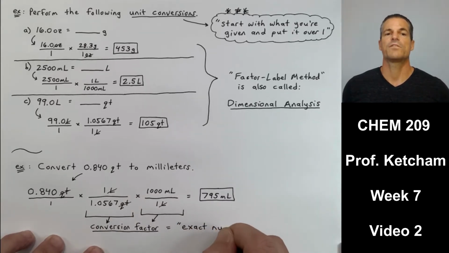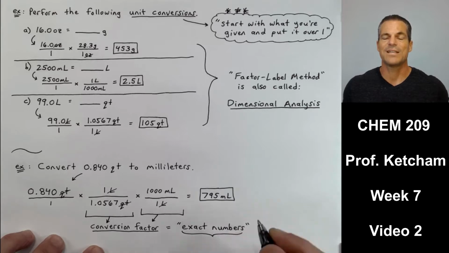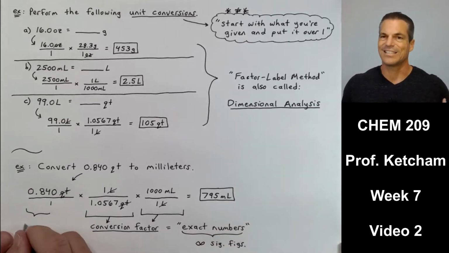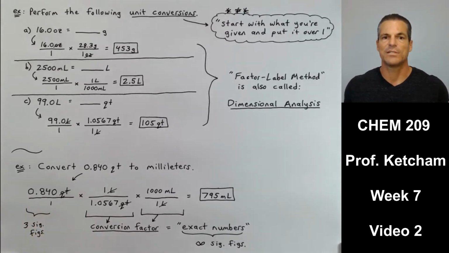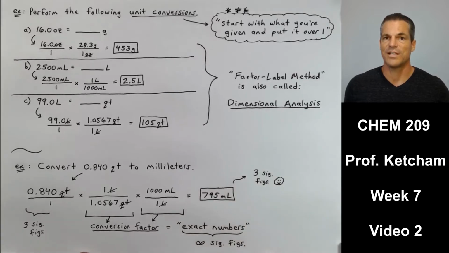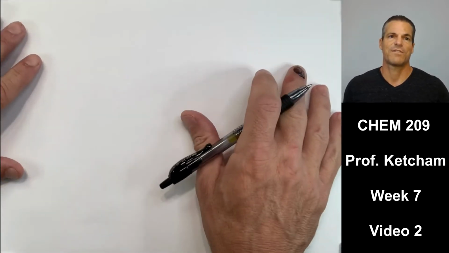Why is that? Well, conversion factors, we take them to be exact or true. So 1 liter equals 1,000 milliliters. That is an exact number, kind of like a counting number. So it's infinite sig figs. We start with 3 sig figs in that example. My answer is 3 sig figs.